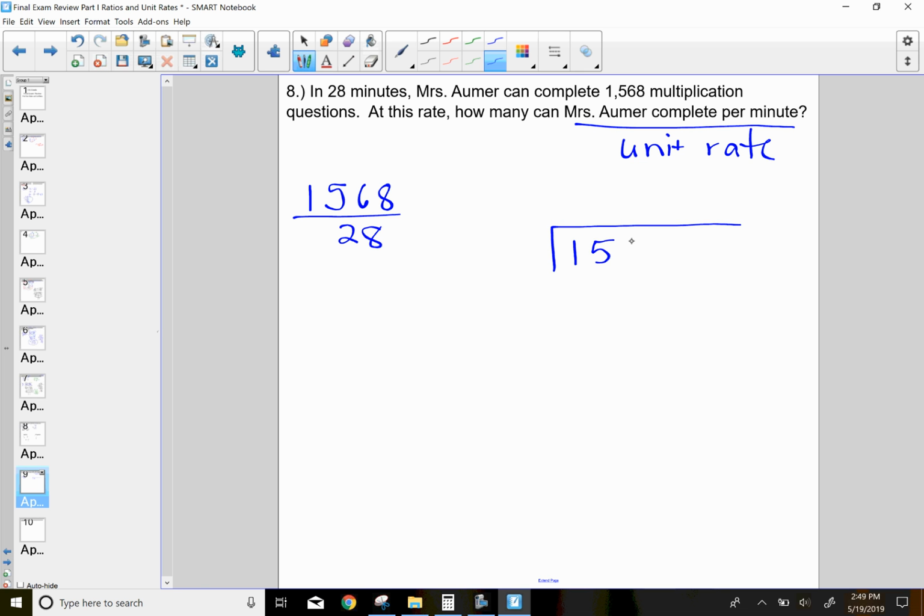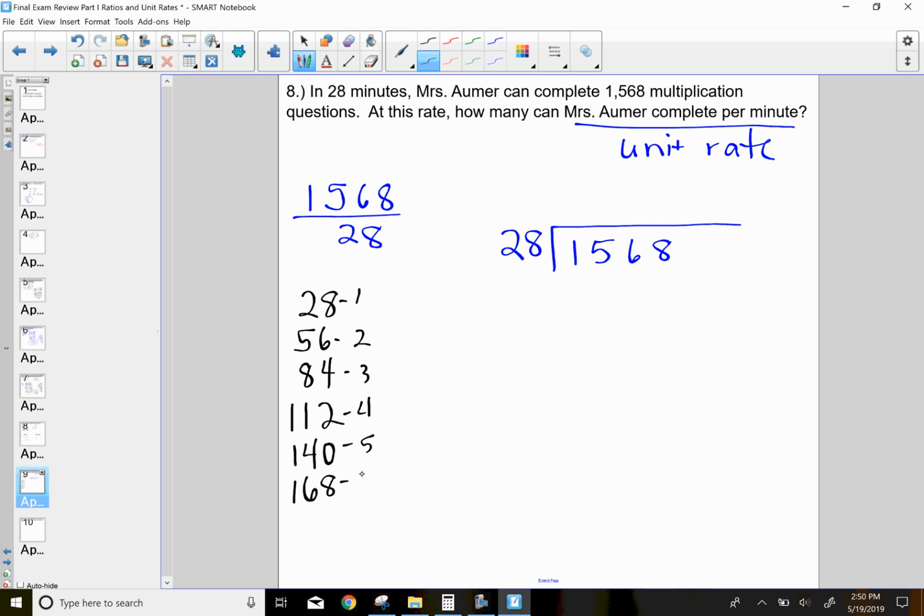So 1,568 divided by 28. And I think it would be really helpful if we list some 28 facts along the side. So 28 plus 28 would give me 56. Let's see, 56 and another 28 would give me 84. And if I take 84 and add another 28, I would get 112. Let's see, and another 28 would give me 140. And if I add 28 more, that's 168. So this is the first, second, the third, the fourth, the fifth, and the sixth group. So I'm just going to start with those. I might need more eventually, but I'm going to start with that list.